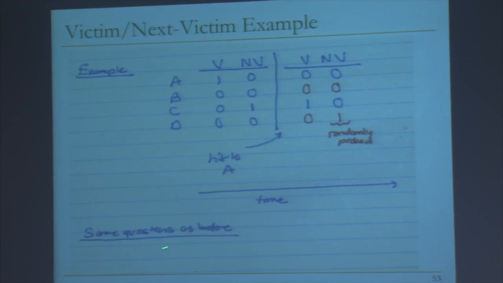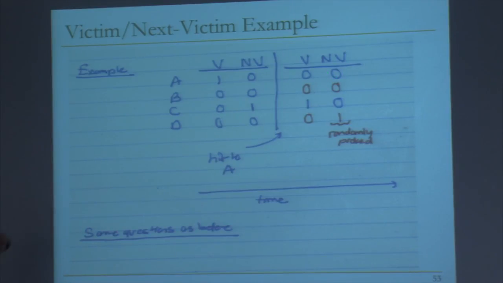And you can have the same questions as before. If you start with this, for example, this is a set that contains A, B, C, D. And A is the victim, and C is the next victim. You get a hit to A. This is the worst case. This poor guy was almost going to get evicted. In this case, you ensure that A becomes ordinary. It's not the victim. It's not the next victim.